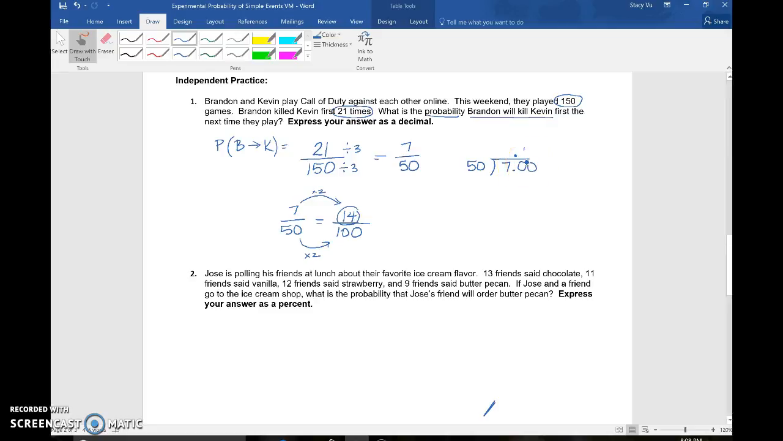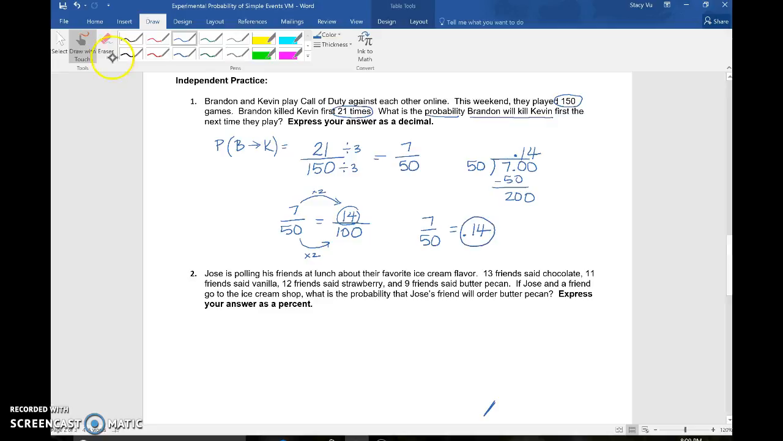So 7.00. So 50 goes into 7 one time... 50 subtract, I get 20 or 200. 50 goes into 200 4 times. So either way, in decimal form, so fraction form was 7 over 50, and decimal form is 0.14 because it's in the hundredths place.